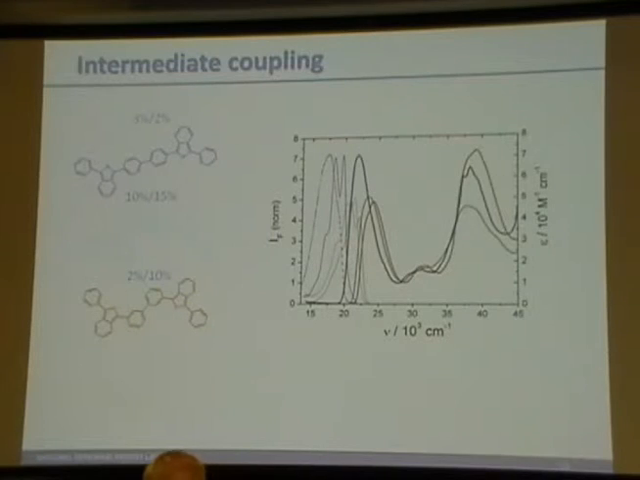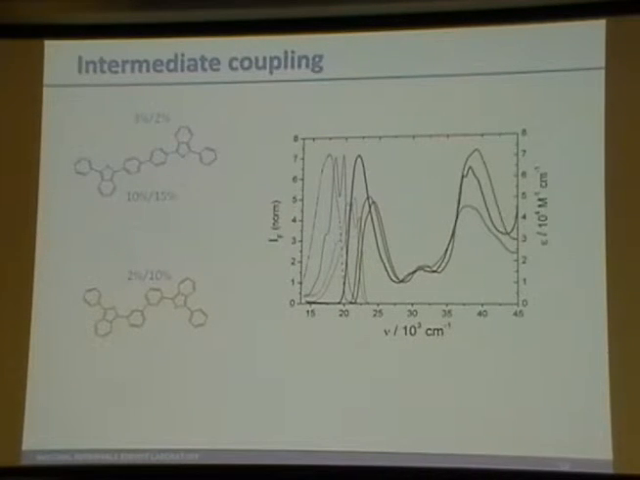So we had 2 weak, we had 2 strong. What might be just right? We're working on that now, and these are examples of what I might call intermediate coupling in these dimers. And I threw up a couple of triplet yields here. They're not fantastic, but it's sort of preliminary.